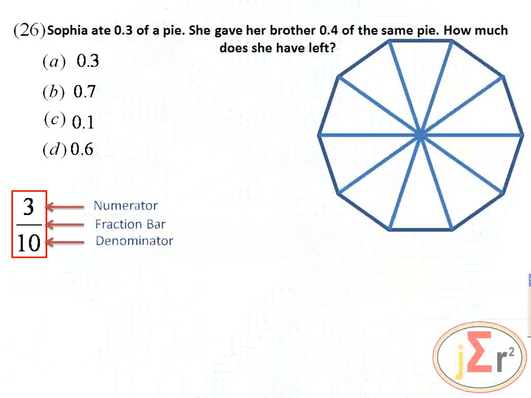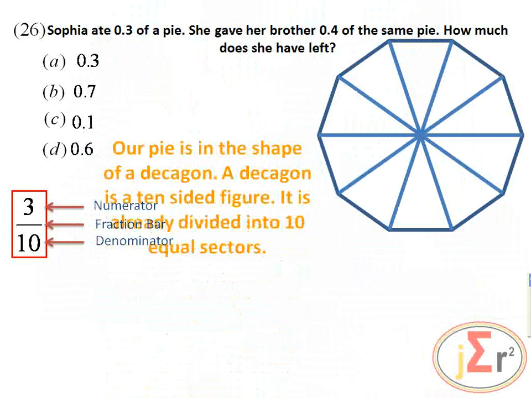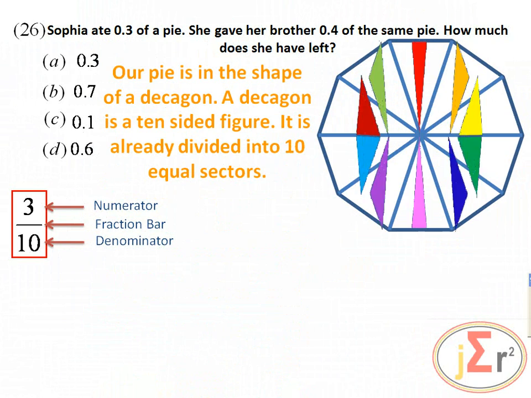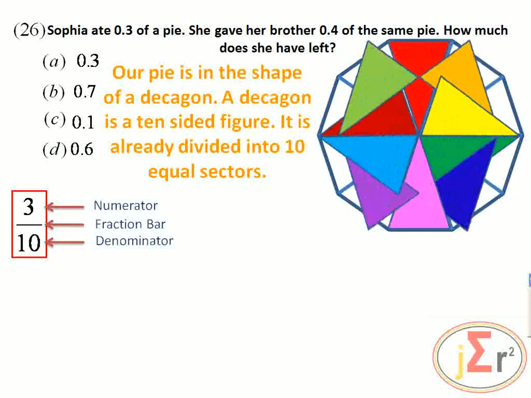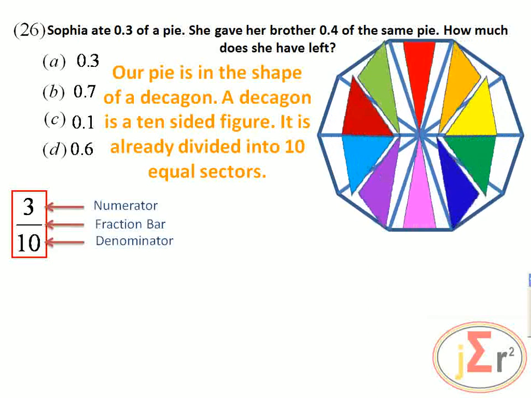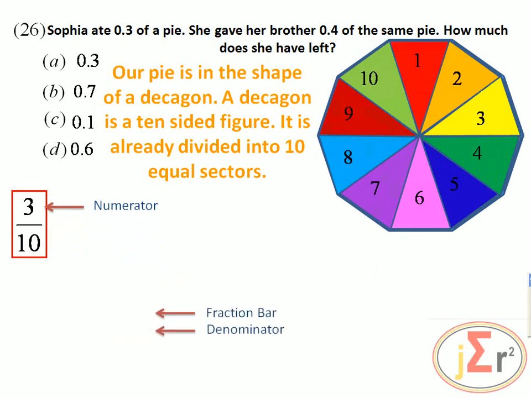So there is your whole, and your whole is divided into how many equal parts? 10 equal parts. Our pie is in the shape of a decagon. A decagon is a 10-sided figure. It is already divided into 10 equal sections, or 10 equal parts. So there's your decagon divided into 10 equal parts. How do we know? We can count them. 3, 4, 5, 6, 7, 8, 9, 10. So we have the 10 equal parts there.